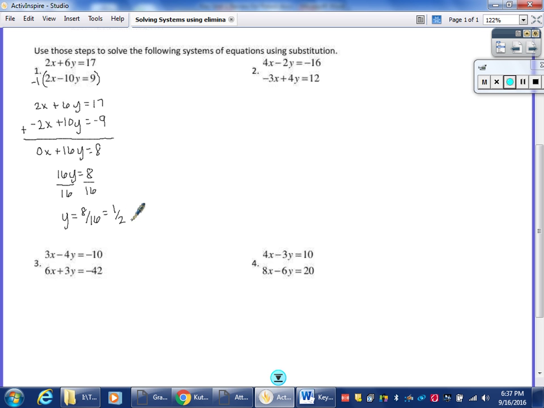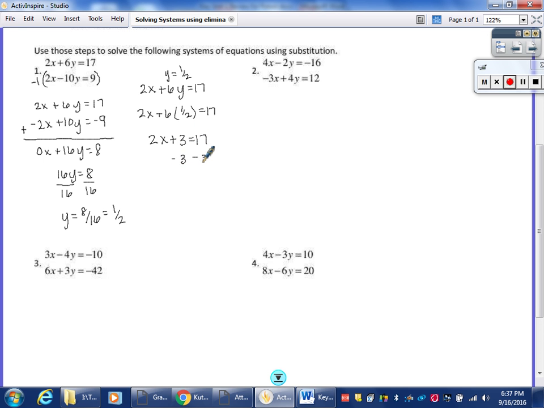So what I do is I take that y value and I plug it into one of my 2 original equations. And so I'm going to just choose the top equation because why not? And so this is 2x plus 6y is equal to 17. And I know that y is 1/2. And so this becomes 2x plus 6 times 1/2 is equal to 17. 6 times 1/2 is 3. That's half of 6, which is 3. So it's 2x plus 3 is equal to 17.